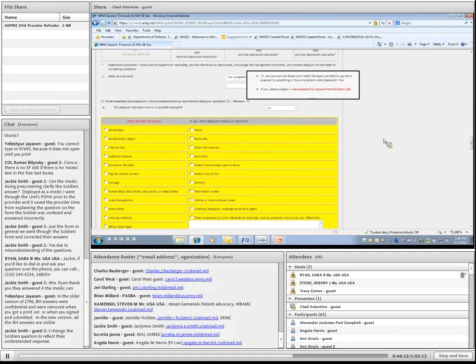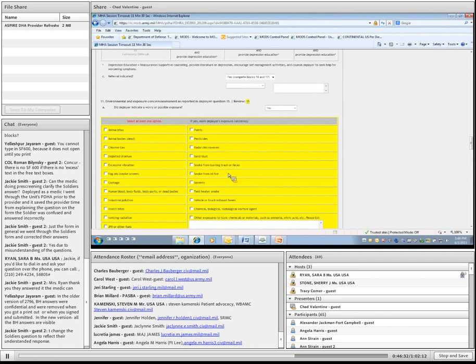So if that deployer would have answered no there, he had no issues, you'll see that this options box here with all the options for the exposure concerns would not be highlighted. But since he did say yes, it's asking him the additional follow-up question. If yes, please explain. Deployer answers, I was exposed to smoke from the burn pits. So that was his concern.